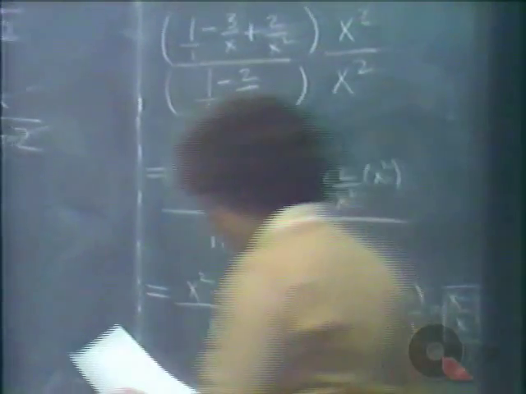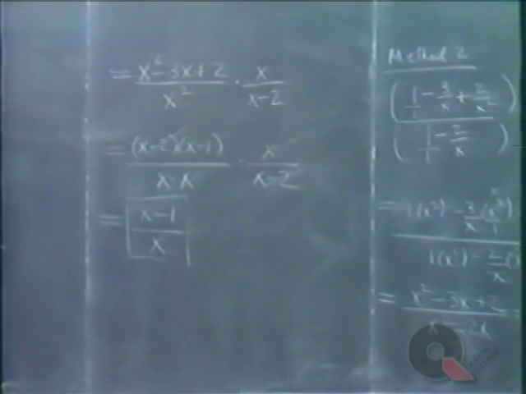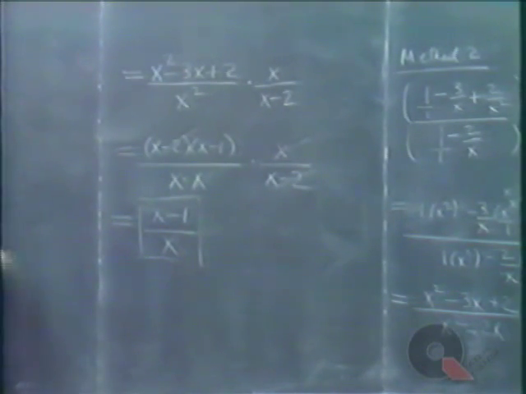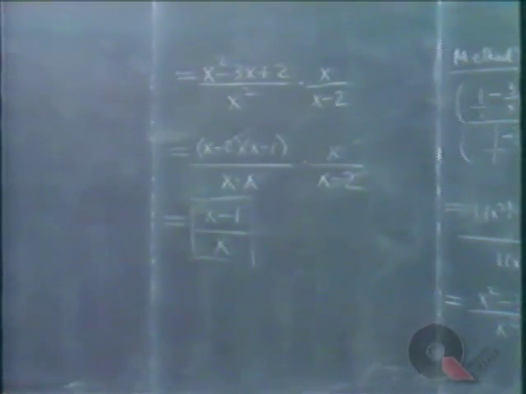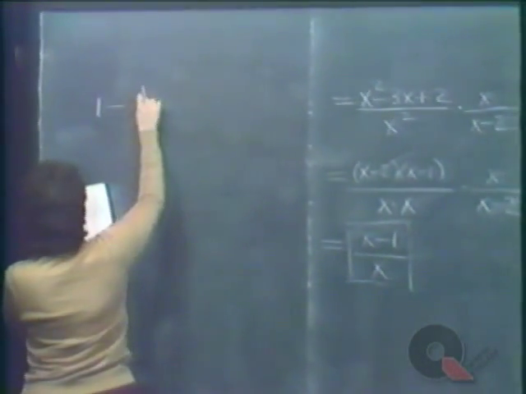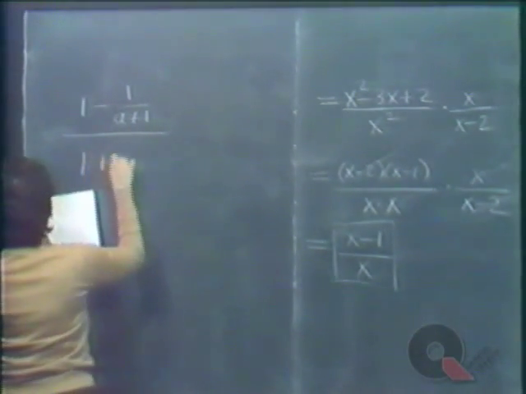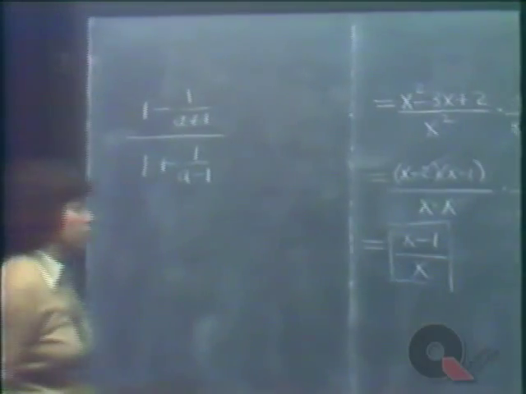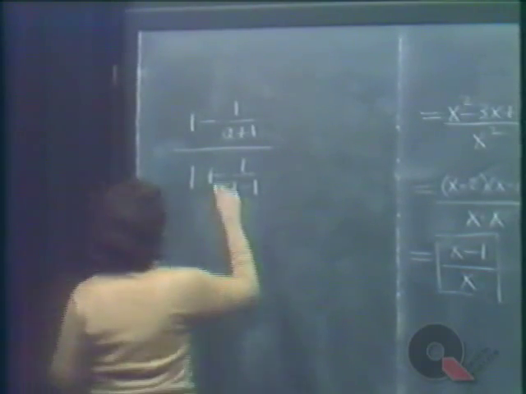OK, now I want to do one more example with you. Once again, doing it both ways. OK, the example is 1 minus 1 over a plus 1 over 1 plus 1 over a minus 1. In all the other examples, method 2, I would say, worked a little simpler. In this particular example, method 1 is going to be the easier technique.